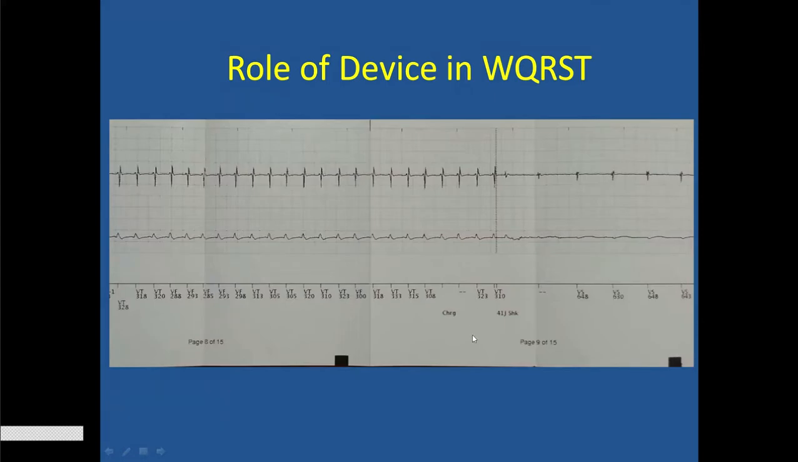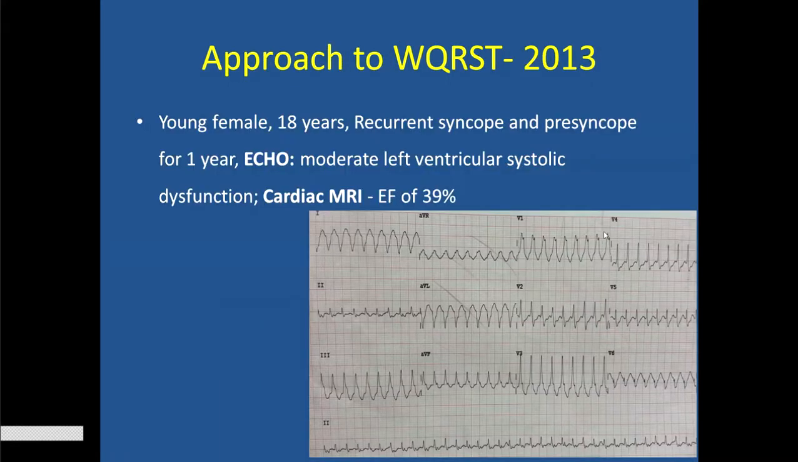Likewise, if those ATPs, or anti-tachycardia pacing, do not work, the device directly goes and gives a shock. This is a shock that terminates it. You can see here 41 joules, and the tachycardia terminates.